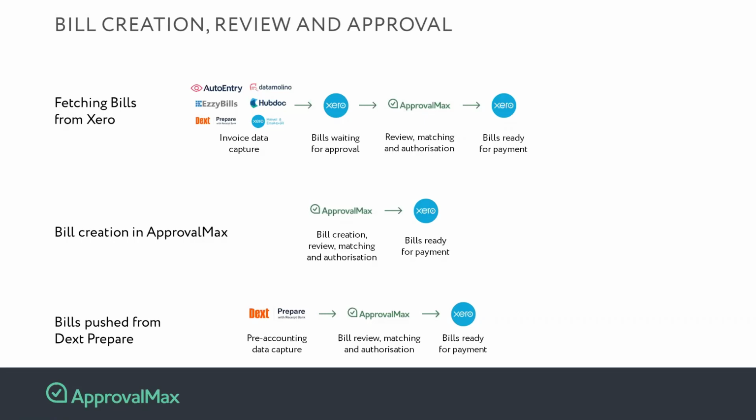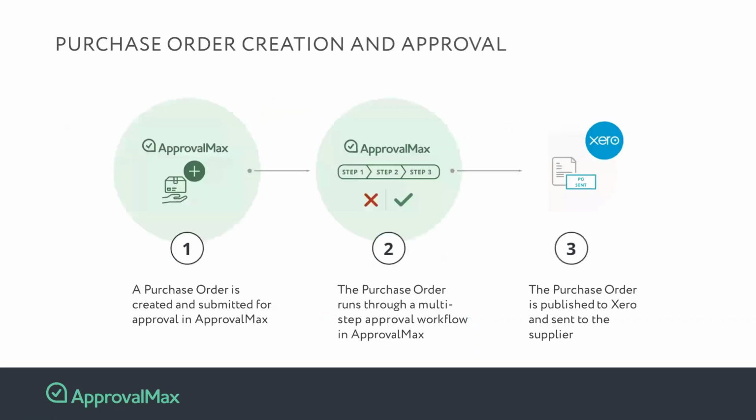Let me illustrate the workflows. The first workflow is purchase order creation and approval. And on a high level, we have 3 steps here. In the first step, the purchase order is created and submitted. And here we can limit the creation by various options. A popular limitation is to not allow requesters to create new suppliers.